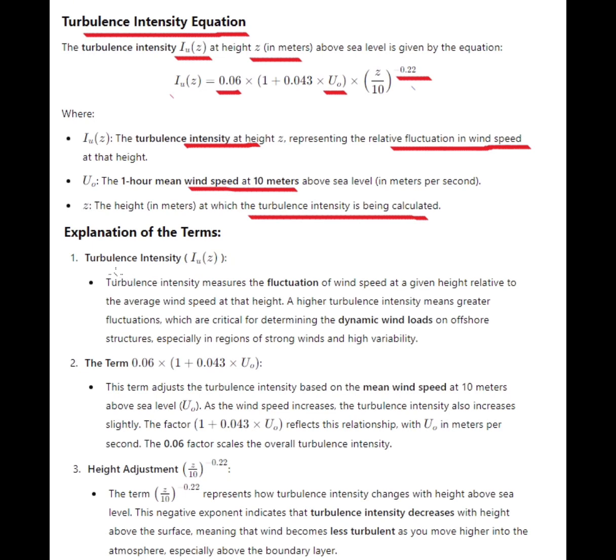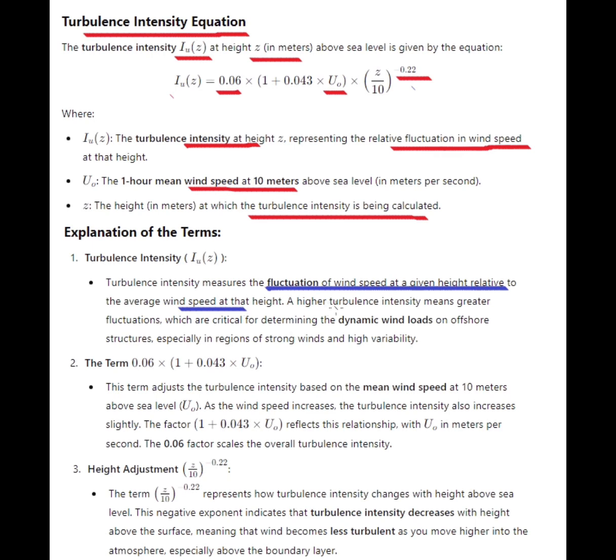Explanation of the terms: turbulence intensity measures the fluctuation of wind speed at a given height relative to the average wind speed at that height. So we know the average wind speed and the actual wind speed, and how much fluctuation is happening at that height with respect to the average wind speed.